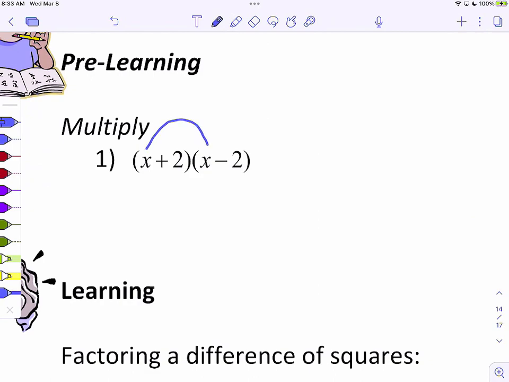So we'll do this in our heads. We'll say x times x, that's x squared, nothing unusual there. These two multiply to -2. These two multiply to +2, and that adds to 0. So I'm just not going to write anything down.